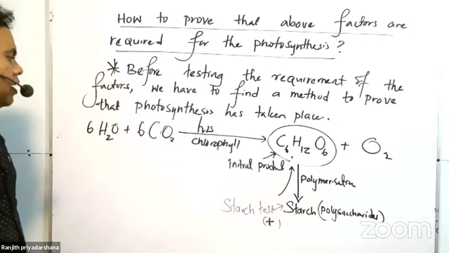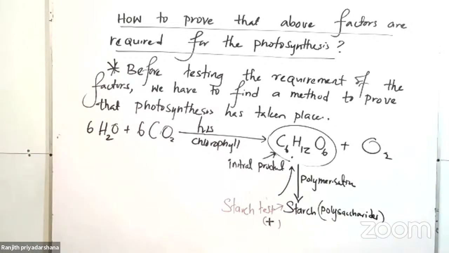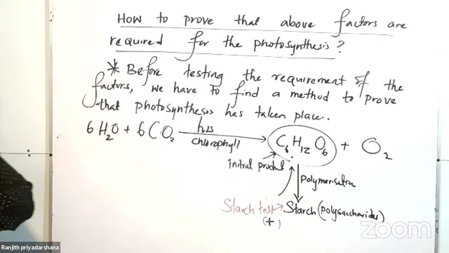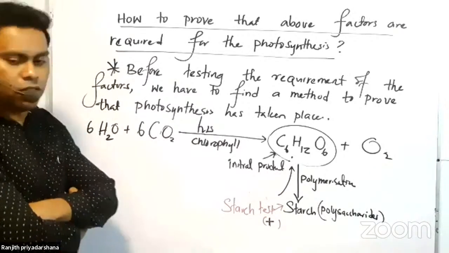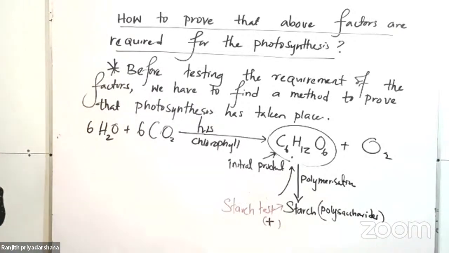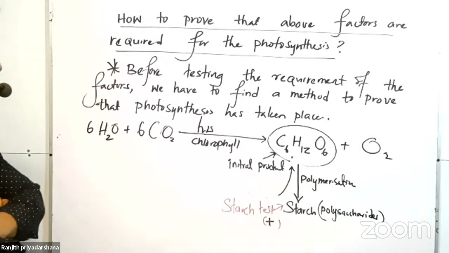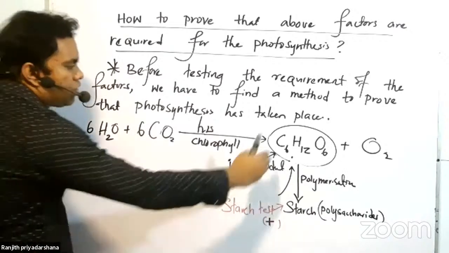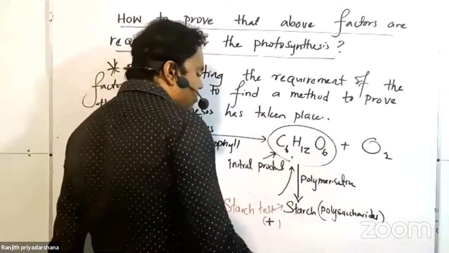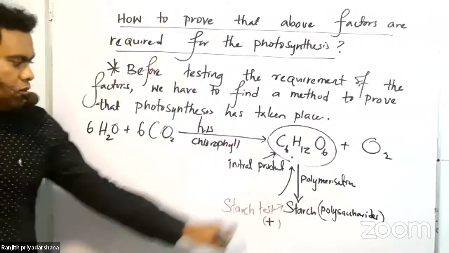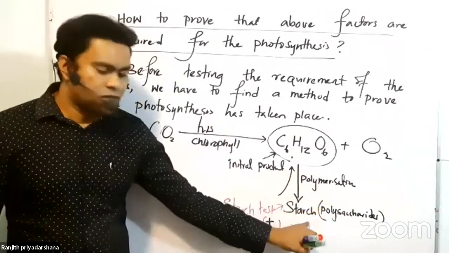Although the initial product of photosynthesis is glucose, a large number of glucose molecules are polymerized to form starch.